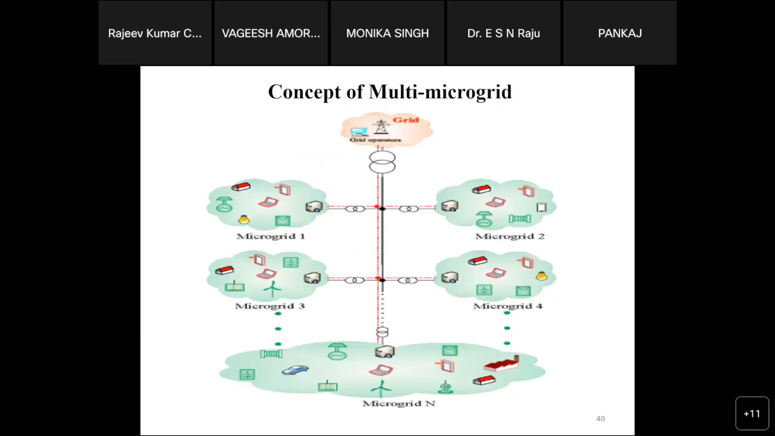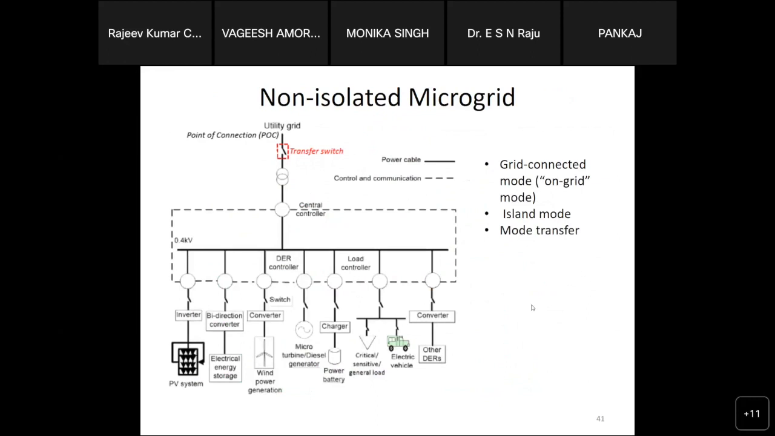So when we see the concept of the multi-microgrid, here we can see n number of microgrids connected to the distribution network through the distribution transformer through the grid. So this is how the multi-microgrid connection looks like. So I am going to give the isolated as well as the non-isolated configuration here.